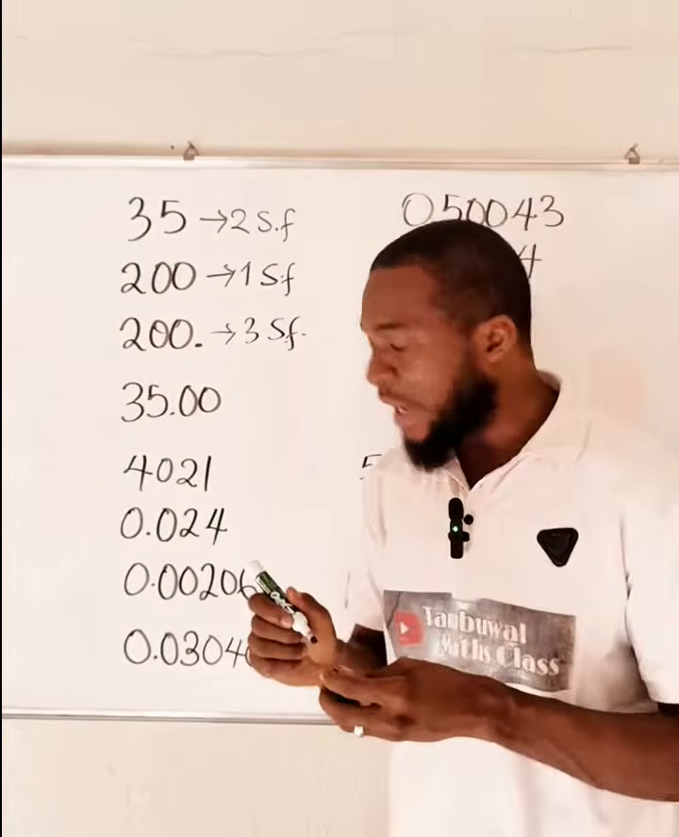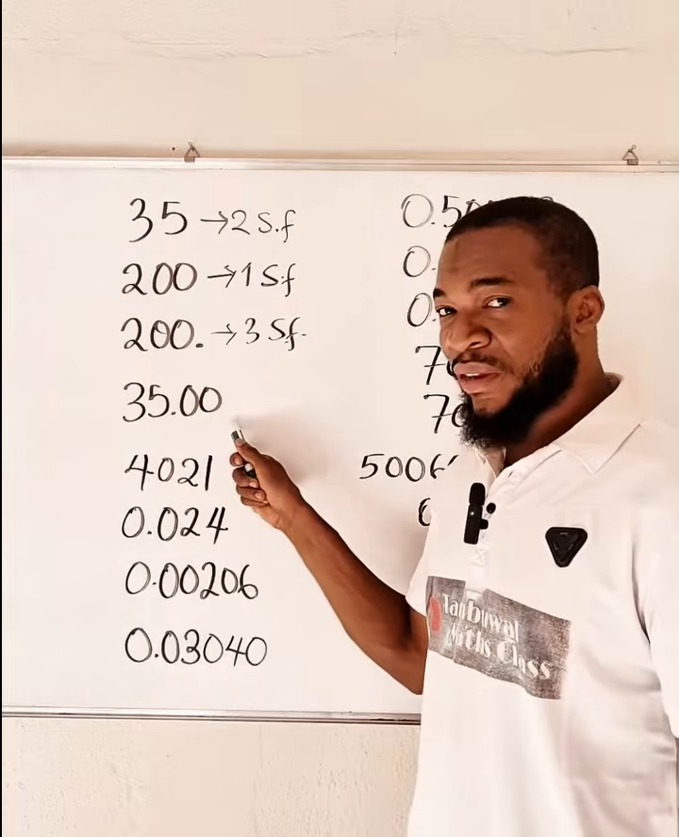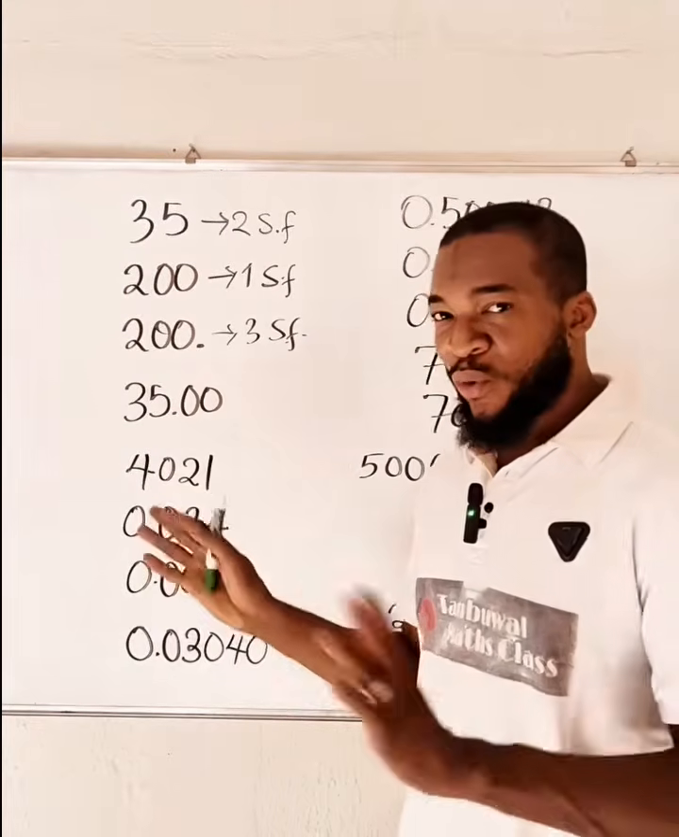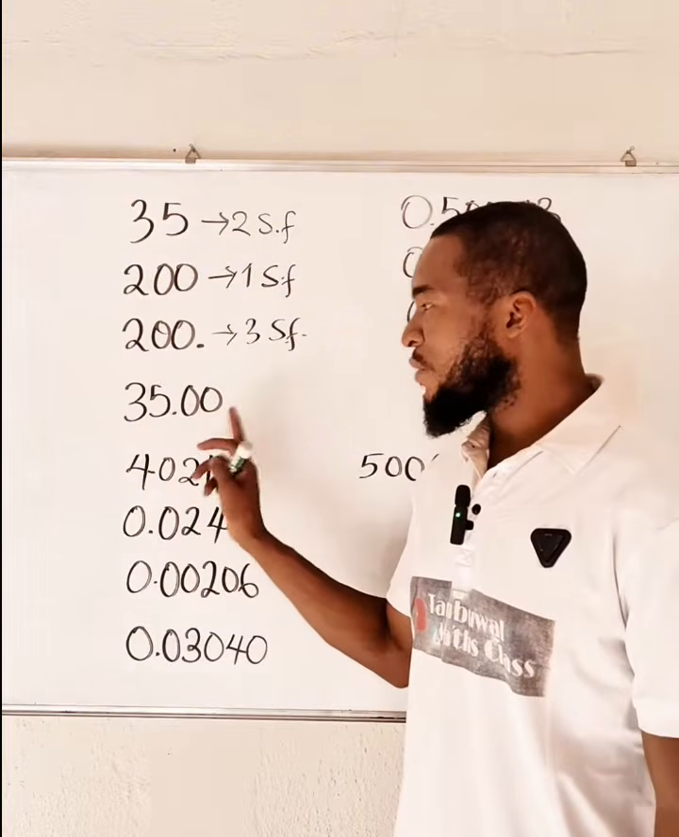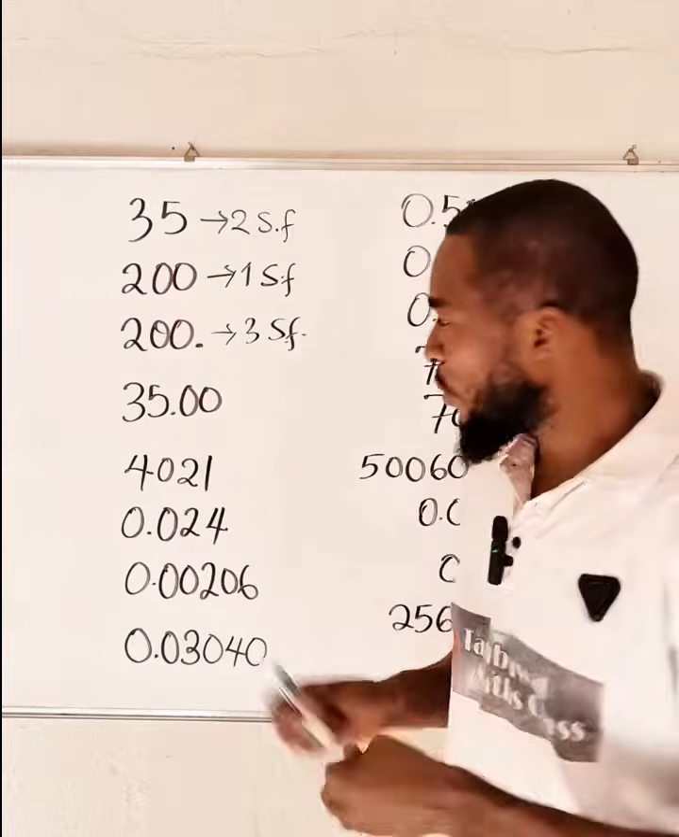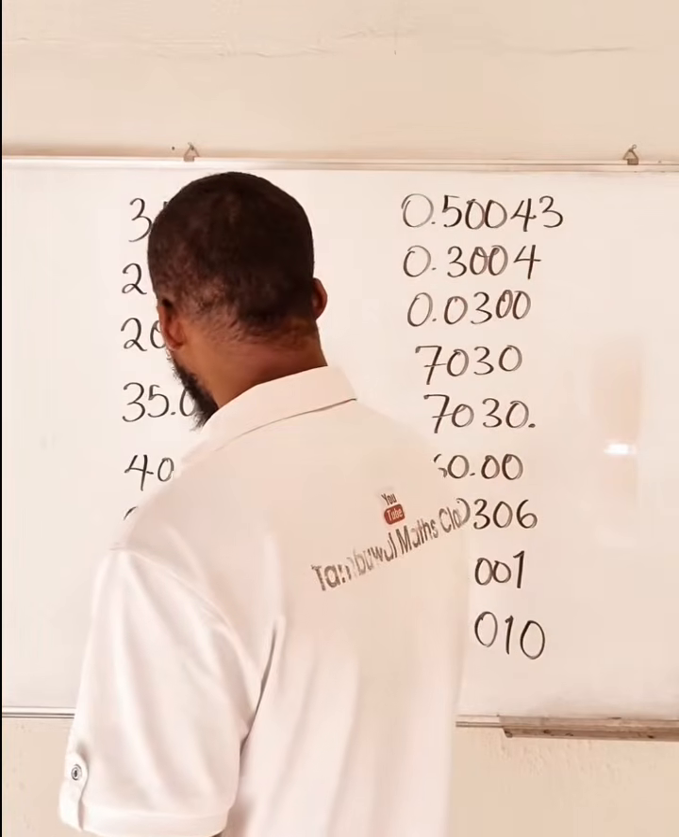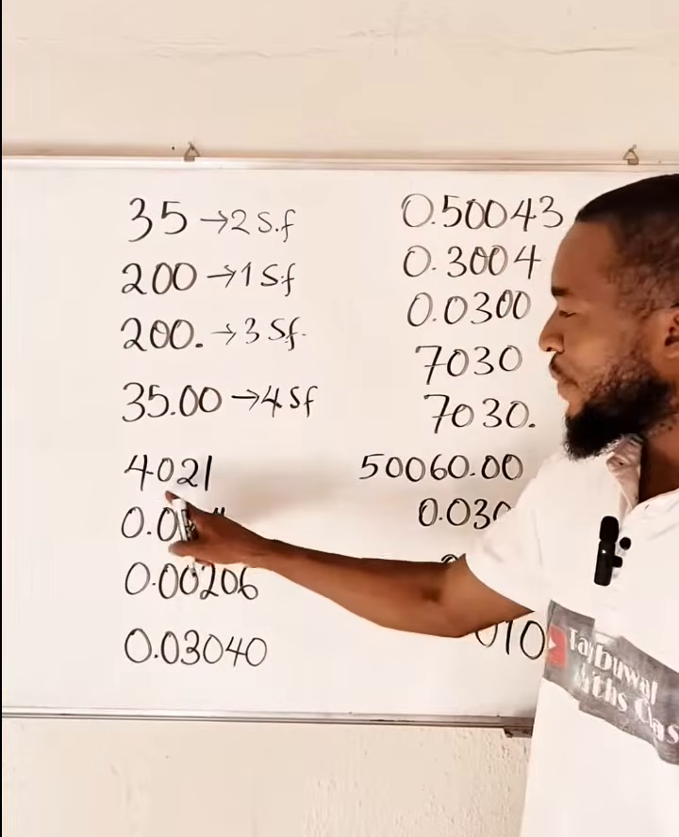What about 35.00? These are trailing zeros, right? 35, we all know it is significant. But because we have a decimal point in this number, then we have to consider the trailing zeros as significant as well. So we have 4 significant figures here. What about this one?